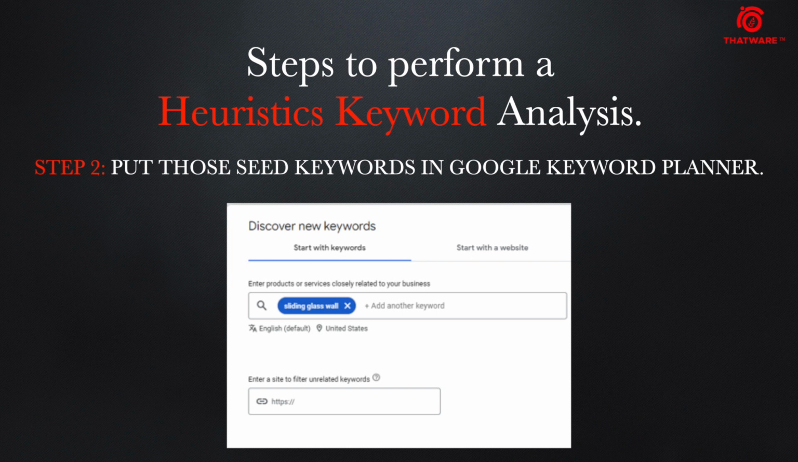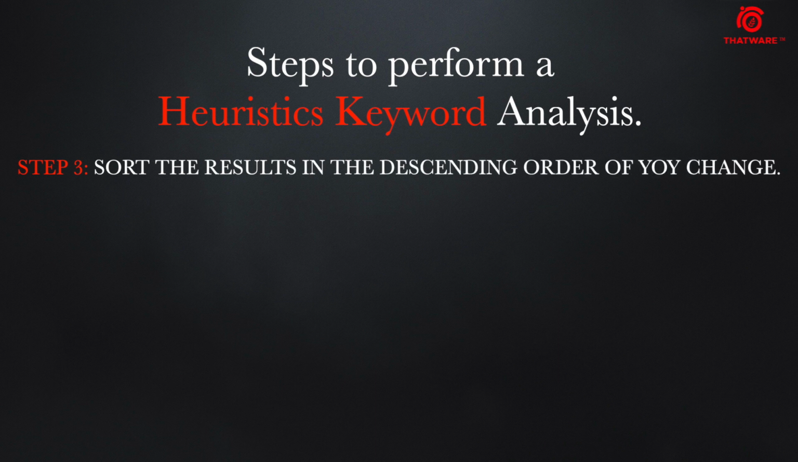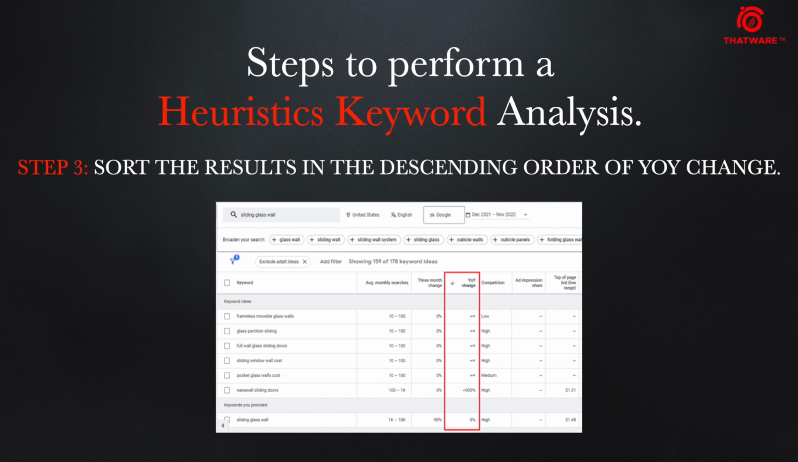So you need to first take any important business keyword which you want to target and then enter the keyword into the Google Keyword Planner. After that, you need to arrange the results in descending order of YOY change, which is year on year. This means that the ones having the highest change will be at the top and the ones having the lowest will be at the bottom, segregated using the YOY as you can see on the screen.